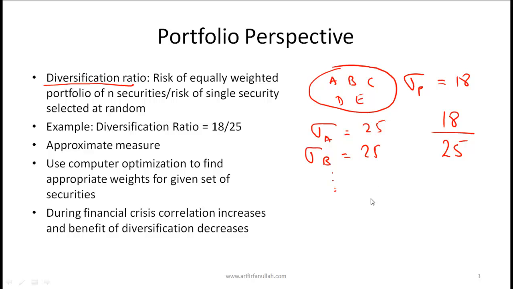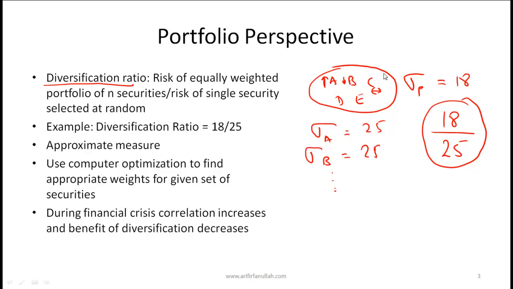If we had different numbers here, we would simply take the average of these numbers. So this is our diversification ratio. The simple point here is, why is the portfolio less risky than an individual asset? The reason being, these assets will typically move in different directions. When A is going up, B might be going down, C might be staying flat, and so on.